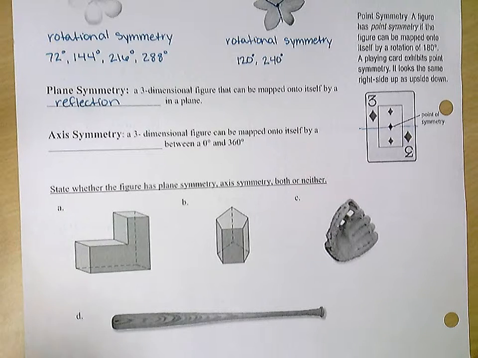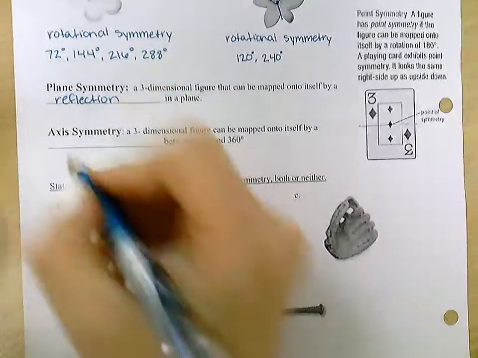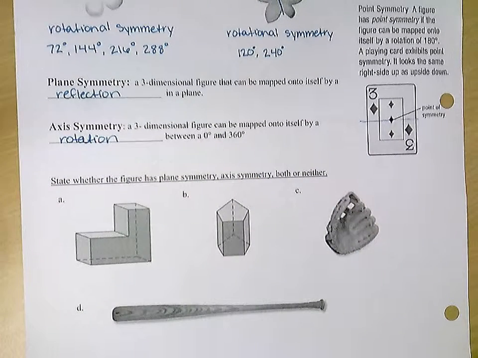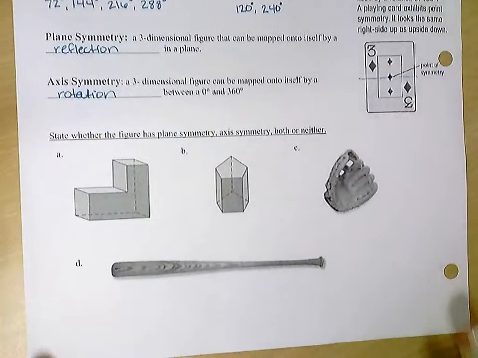Okay? Now, axis symmetry, that's when a three-dimensional figure can be mapped onto itself by a rotation between 0 and 360 degrees. Okay, so you're still taking a chunk of that three-dimensional figure and rotating it around to get the rest of it. Okay, so it's very similar to rotational symmetry. We're just taking a three-dimensional object and rotating it instead. So in the examples below, we have our three-dimensional objects here. And we want to state whether the figure has plane symmetry, axis symmetry, both or neither.